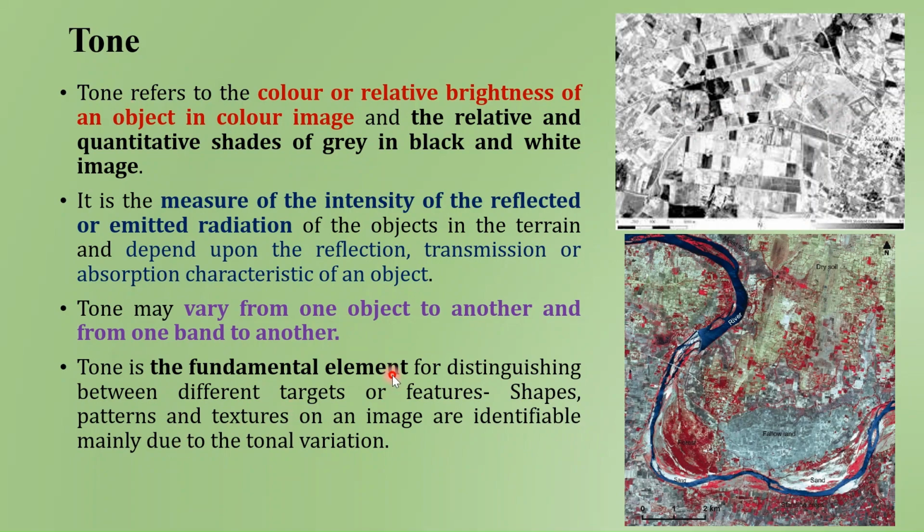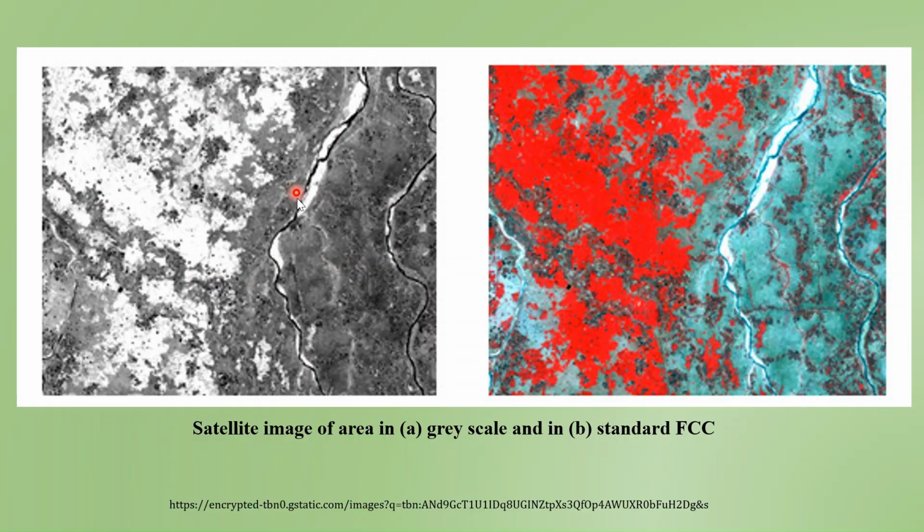So tone is the fundamental element for differentiating the different targets or features, and other elements like shape, pattern and texture on any image. These are identifiable mainly because of the tonal variation. Here we have the satellite image of an area in grayscale as well as a false color composite in the NIR, red and green combination. We can see the tonal variation in the grayscale. At some places we are having strong reflectance which is visible to us in whiter shades, and at some places we are having black lines, and in the intermediate we are having different shades of gray.